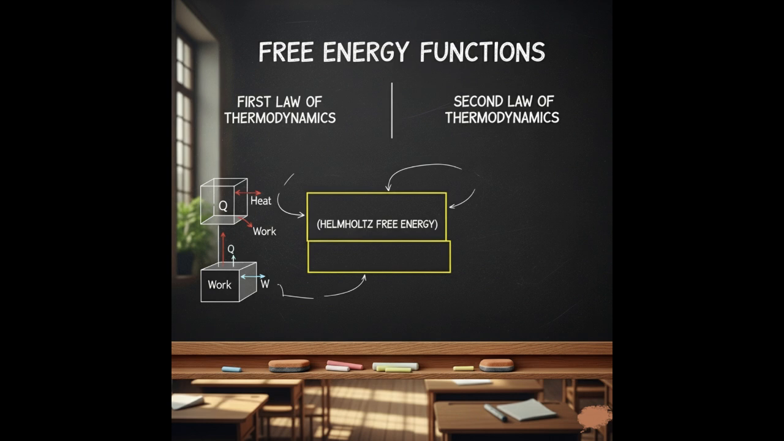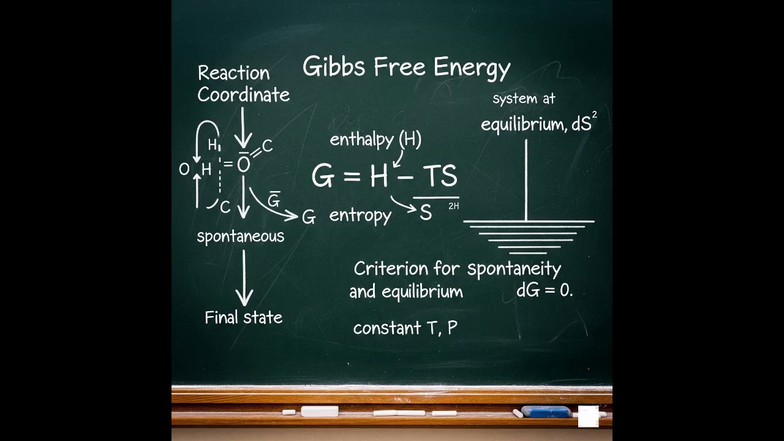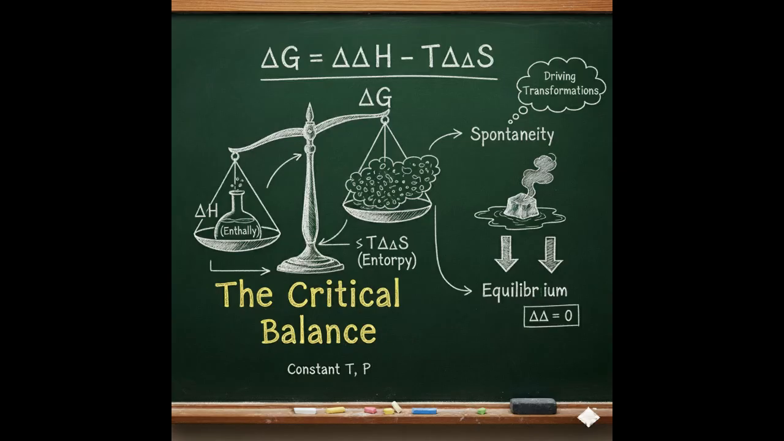Finally, we brought it all together with the powerful free energy functions. We briefly looked at Helmholtz free energy, but most importantly, we focused on Gibbs free energy. This is defined as G equals H minus TS and is the ultimate criterion for spontaneity and equilibrium in material systems at constant temperature and pressure. The relationship delta G equals delta H minus T delta S shows the critical balance between enthalpy and entropy in driving transformations.